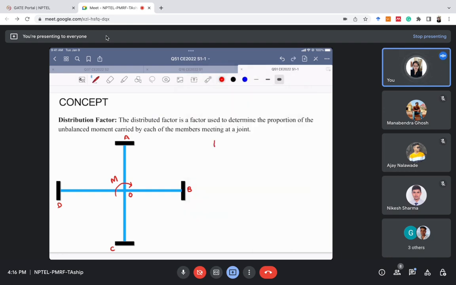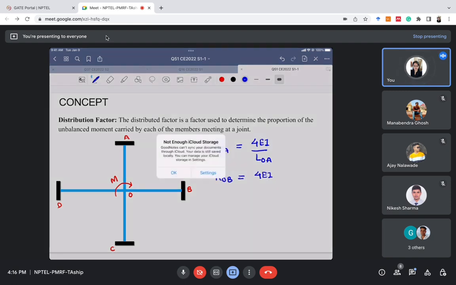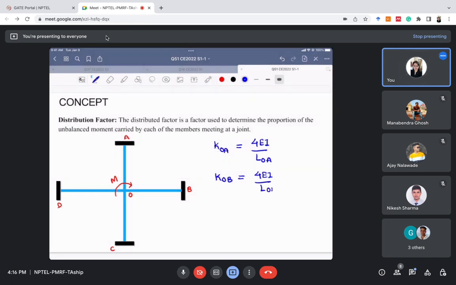For example, the bending stiffness of member OA will be equal to 4EI, suppose EI is constant for all the members, divided by the length of member OA. Similarly, KOB will be equal to 4EI by length of OB. Similarly for OC also, because in OC also the far end is fixed, 4EI by LOC, and finally for OD also the bending stiffness will be 4EI by LOD. So we have calculated the stiffness of all the members.